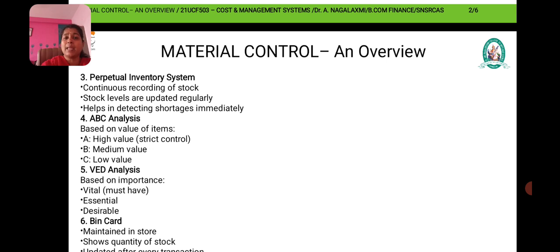Next, we are going to see ABC analysis. So based on the value of items, that is A, high value, strict control to be followed, B, medium value, and C is low value. So here this ABC analysis has to be given utmost importance. Next, we are going to see VED analysis, based on the importance of the product. So vital, that is it is a must for the production. It should be essential, it should be desirable.